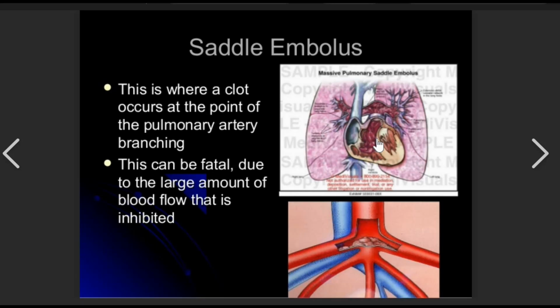And this emboli can be fatal because it's large enough to obstruct a large amount of blood flow to the lung, or it can break into small pieces and cause multiple emboli. So this is very fatal.